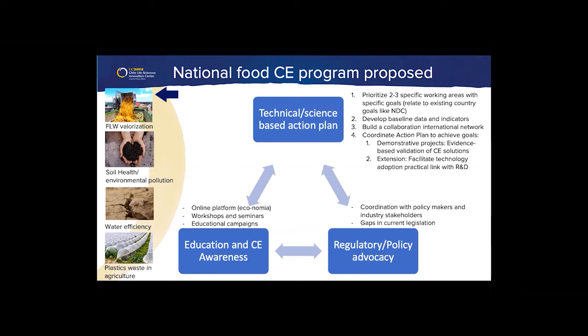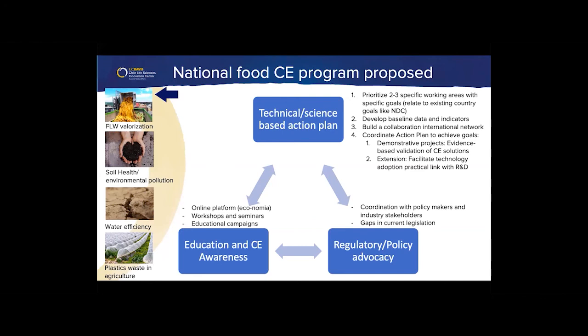First, the first pillar has to do with the technical and science-based action plans. So we proposed that this program has 3 areas. And from the technical area, and considering the international benchmarks that we looked up as models, it's important to prioritize a few areas that are critical to our circularity in the food system. Maybe just 2 or 3 specific working areas at the top. And also relate this with goals that will be aligned with the existing country goals, such as the NDC.